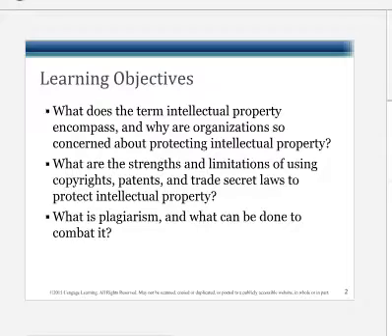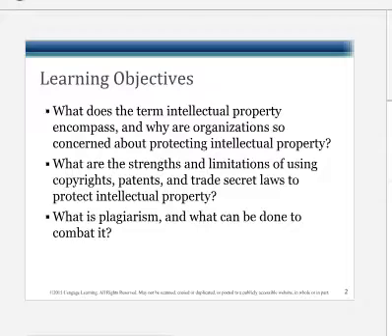Talk about plagiarism. That's a big deal with students. But think more in the future in your career, intellectual property and the protection of ideas out there in the world of technology. And so we're going to talk about what it is, what it means, and what it means to organizations. Here in college, you're probably mostly hitting it when you think of plagiarism. But it's way bigger than that.